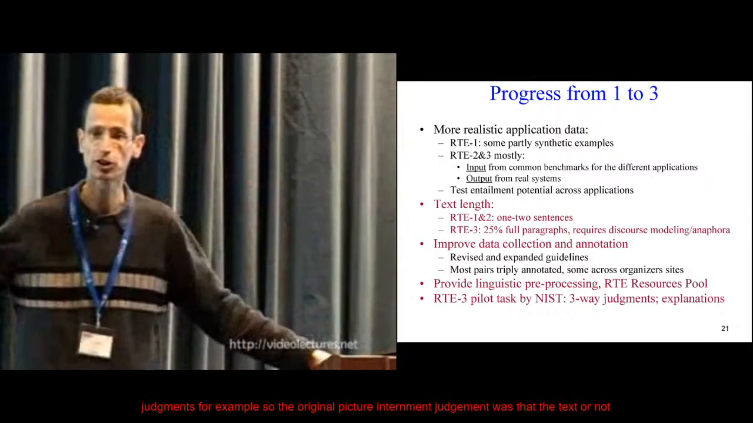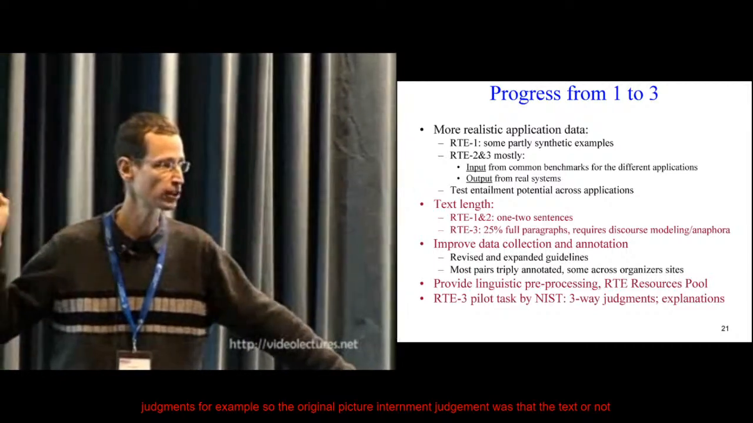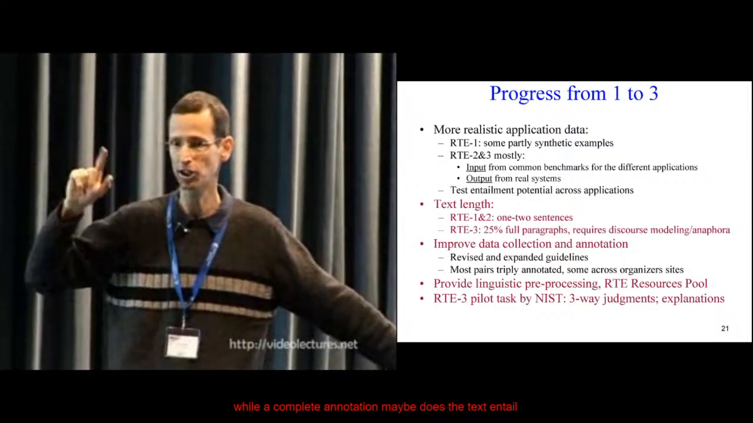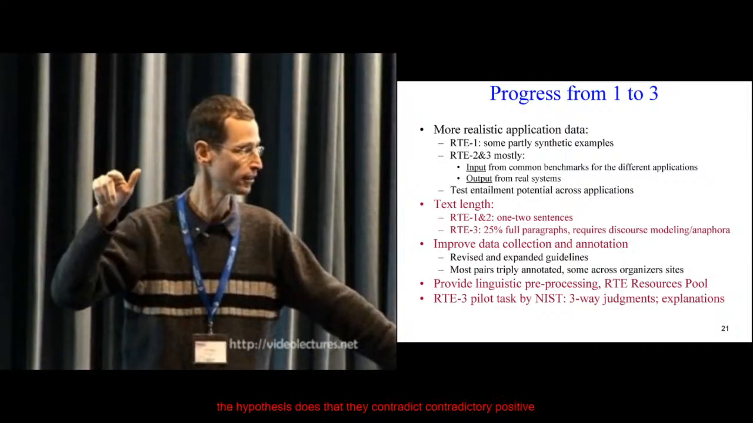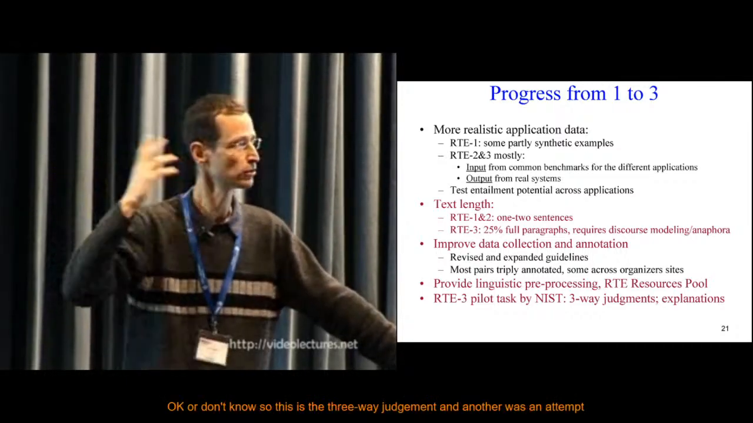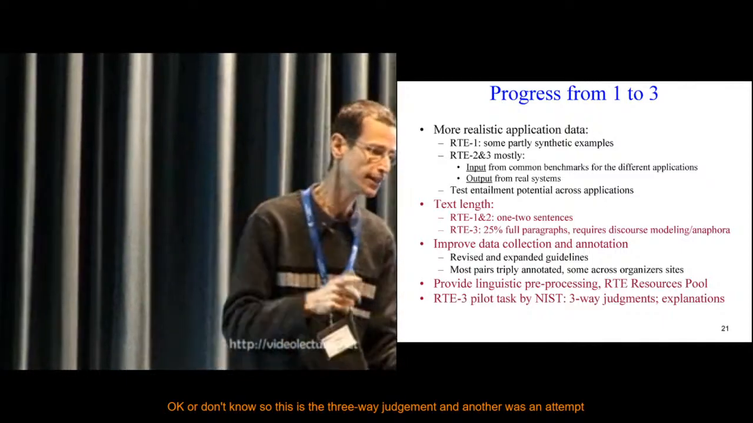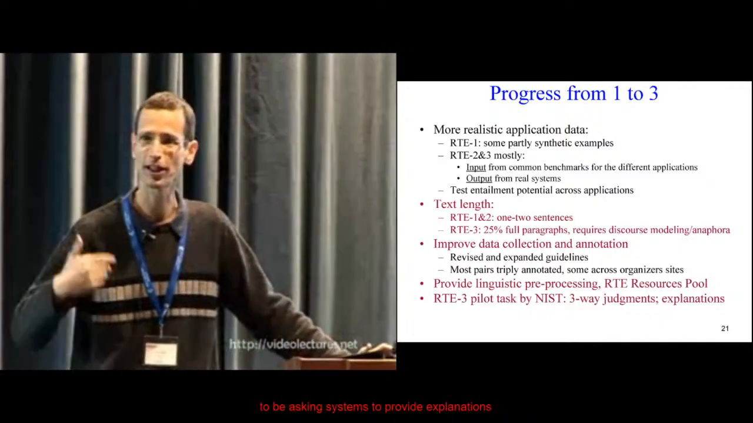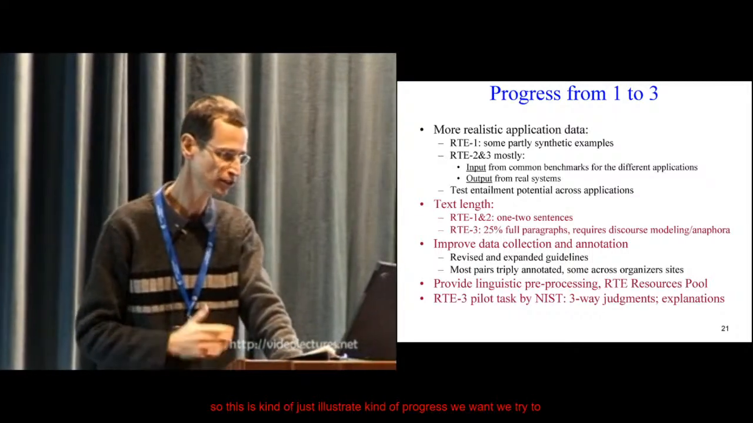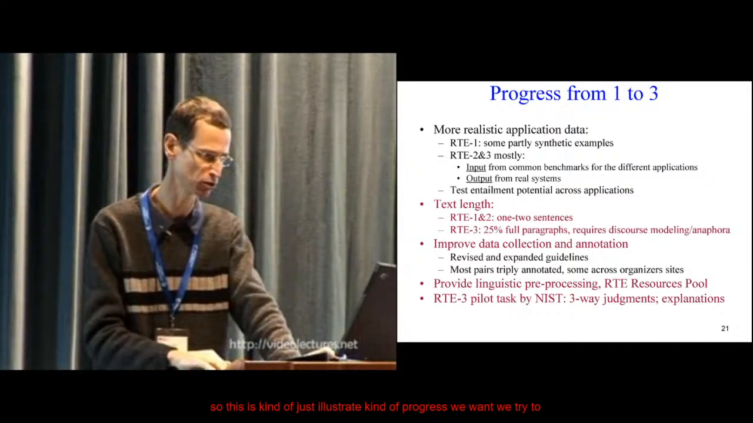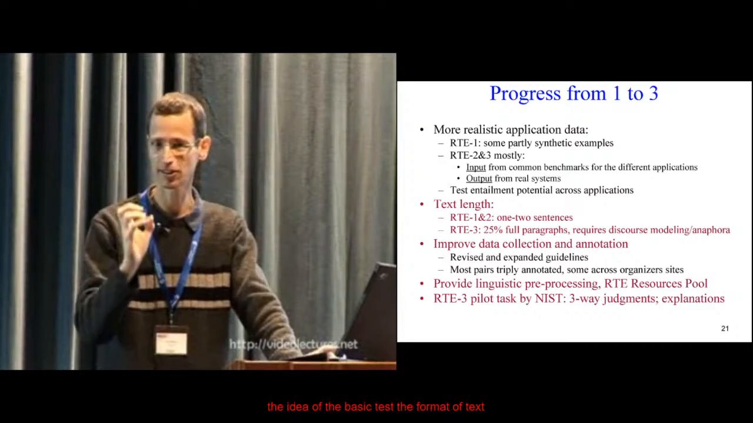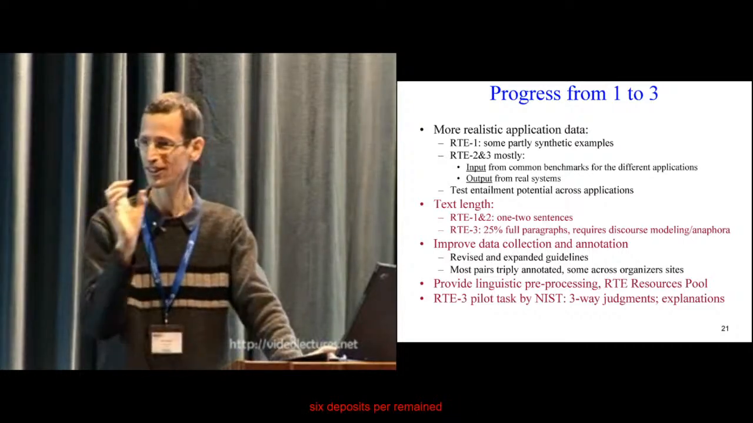One is to provide three-way judgments for the examples. The original textual entailment judgment was: does the text entail the hypothesis or not? While a complete annotation may be: does the text entail the hypothesis? Does the text contradict the hypothesis? Or don't know. So this is the three-way judgment. And another was an attempt at asking systems to provide explanations for the reasoning. So this just illustrates the kind of progress we try to make. Though, as you can see, the basic task, the format of text-hypothesis pairs, remained the same.